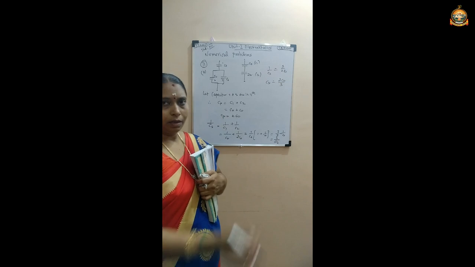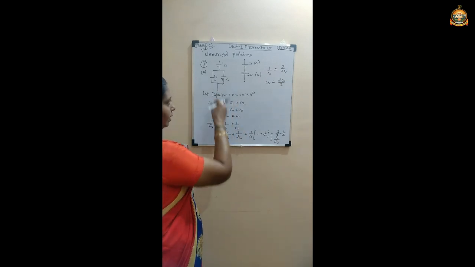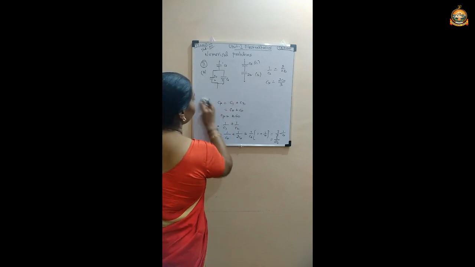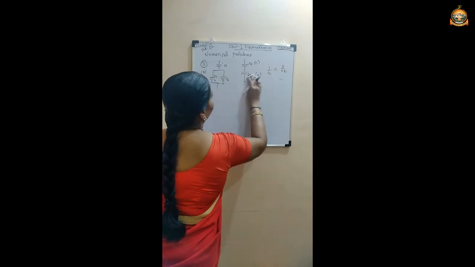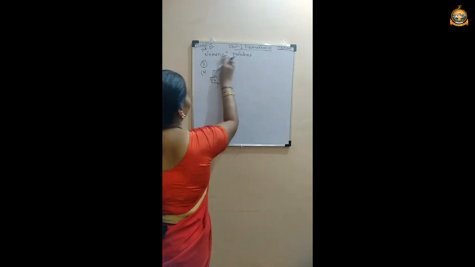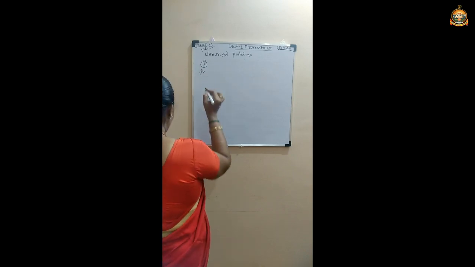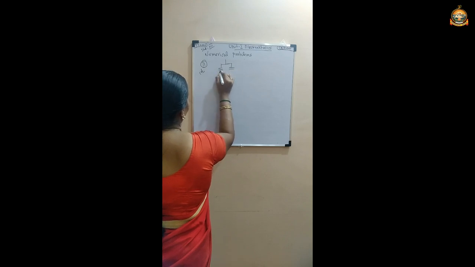Yes. In this way we have to solve such circuit diagrams. Okay. Now, we pass on to B. How is it given? Two capacitors.